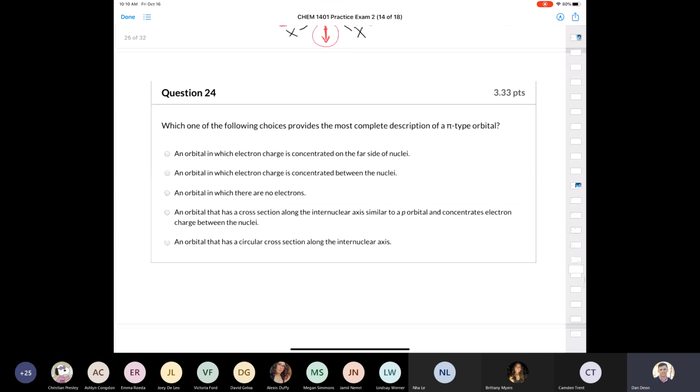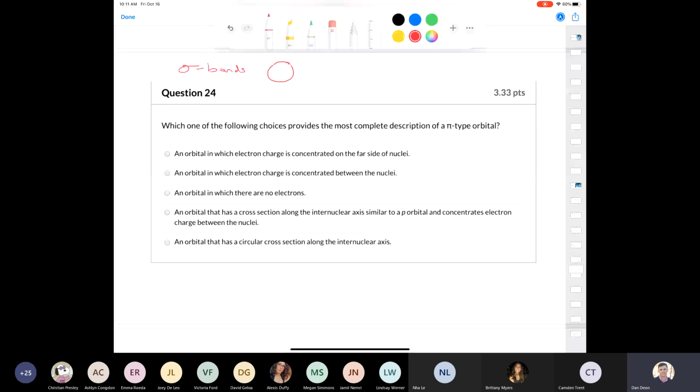Number 24, which one of the following choices provides the most complete description of a pi-type orbital? Remember that sigma bonds are the result of s orbitals overlapping, or when we had head-to-head or end-to-end overlap of p orbitals. So we have one like this and one like this. These are p orbitals, and of course, I don't want to forget my electrons that are shared. That's how we form sigma bonds.